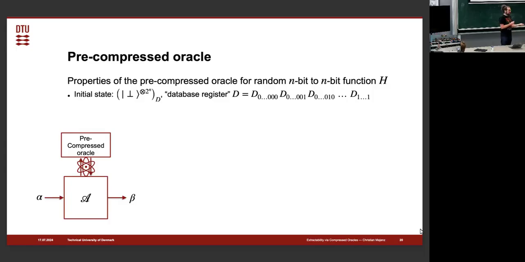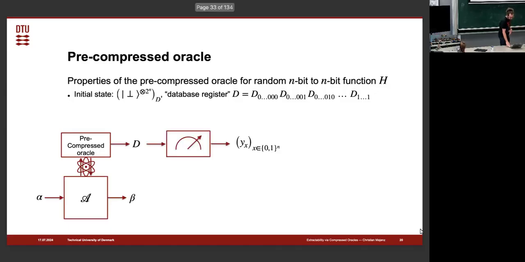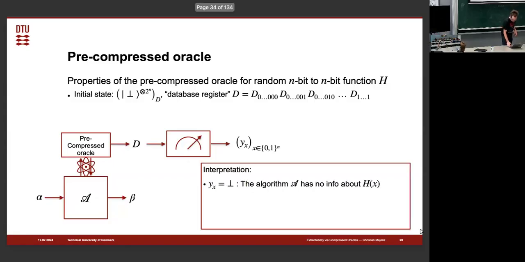So one thing that we can do now is we can just let the algorithm finish, then take this internal register and measure it, and then we get this string, which basically represents it. We can take it to represent a partial function. Some outputs are bottom, are undefined, and some outputs are some y's. Now the interpretation is basically, if the output is bottom, then the algorithm has not learned anything about it.